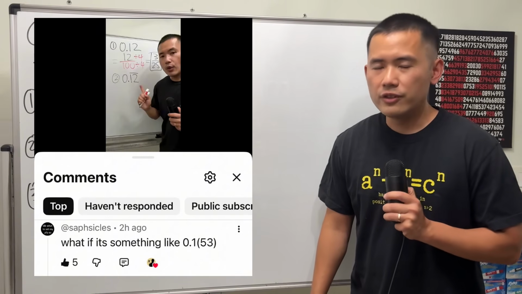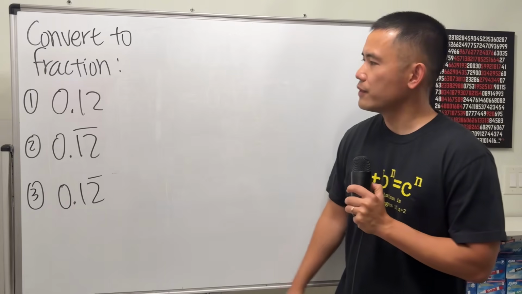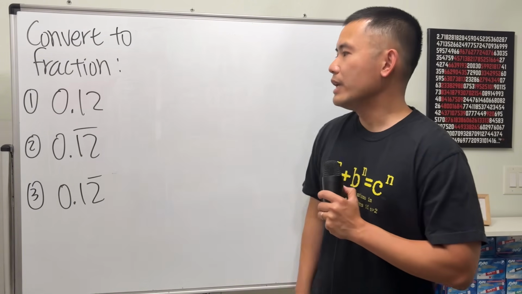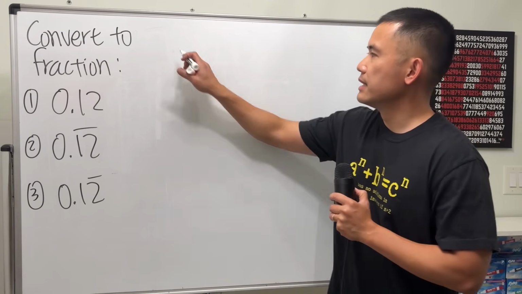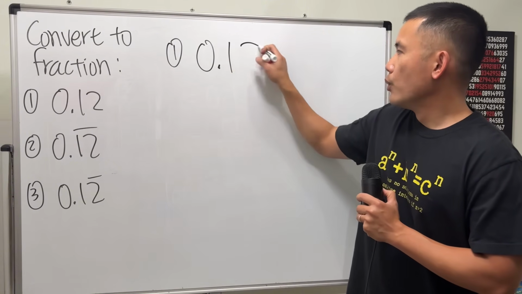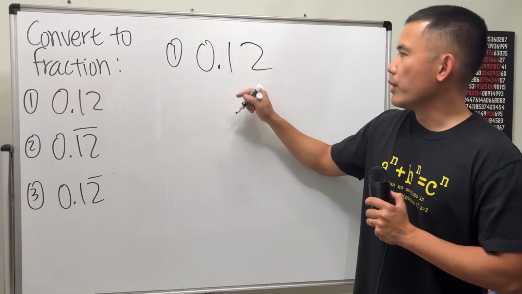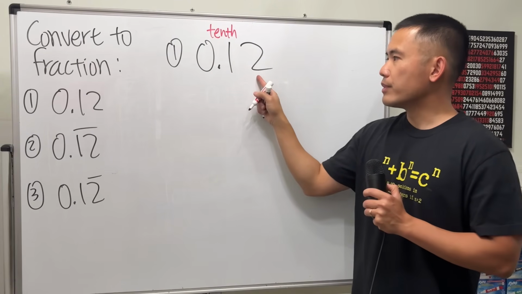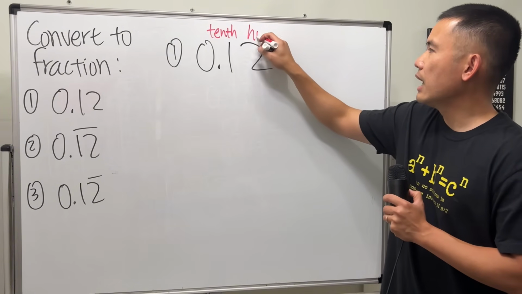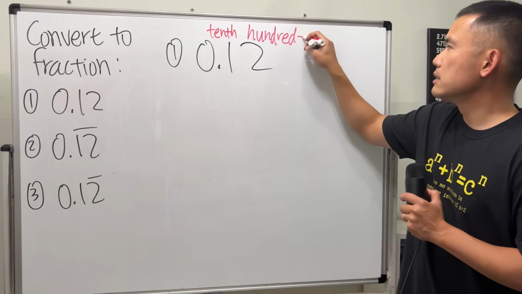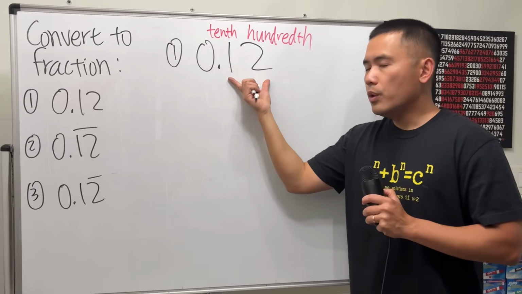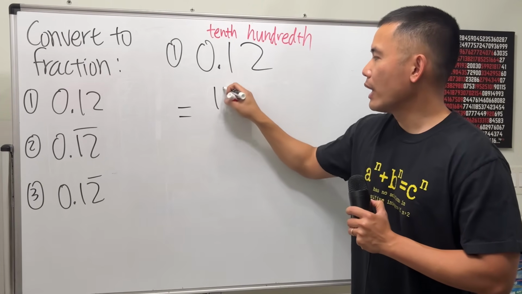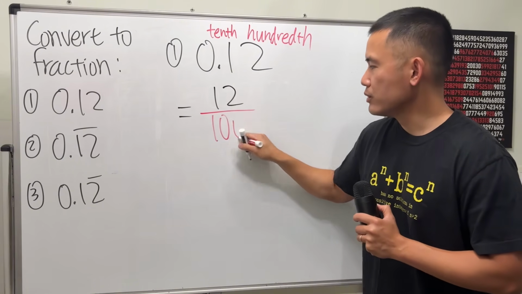This is just a continuation from one of my YouTube shorts on how to convert different types of decimal numbers to fractions. First one, we have 0.12 and that's it. So remember, the first number after the decimal point is in the tenths place with a th. And then the second number after the decimal point is in the hundredths place. So what we really have is 12 hundredths. That means 12 over 100.